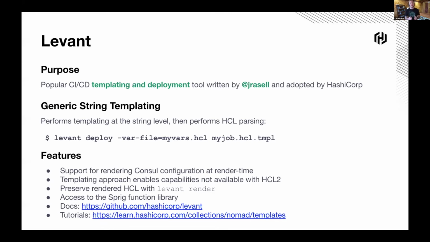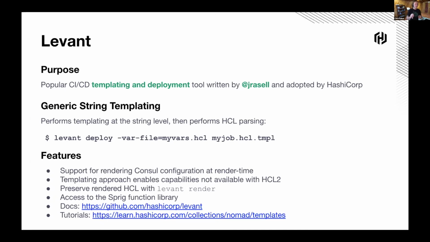Levant is the other tool that we want to focus on today. Levant is a popular CI/CD templating and deployment tool. It was written by James Rosell, who's a member of the Nomad community, and Levant has been adopted by HashiCorp. James Rosell has also been adopted by HashiCorp, so this is a very good deal for us. Levant is very popular out there. It was designed to be used in CI/CD pipelines, and therefore it actually captures two real main capabilities.